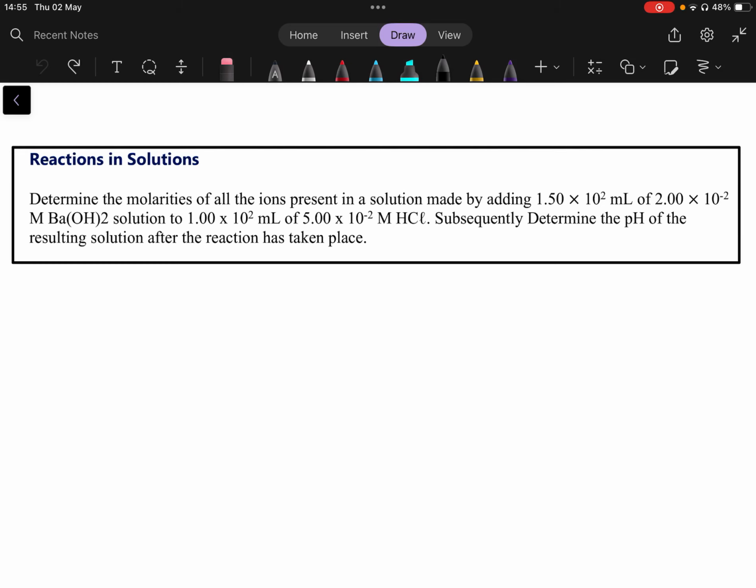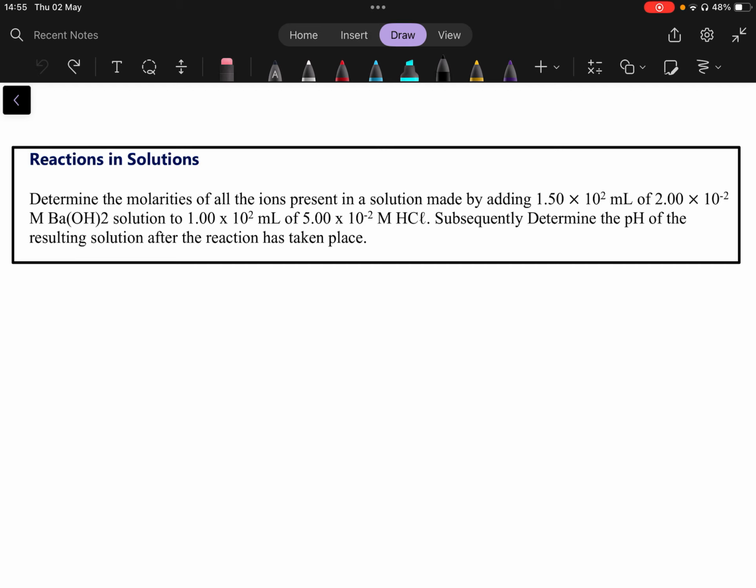All right, so in the following example, I want to look at how you assess reactions in solutions. Essentially, you have two separate solutions and you mix them. Then what do you need to do to assess whether or not a reaction takes place, whether or not you're just mixing two solutions, and of course, what happens subsequently.